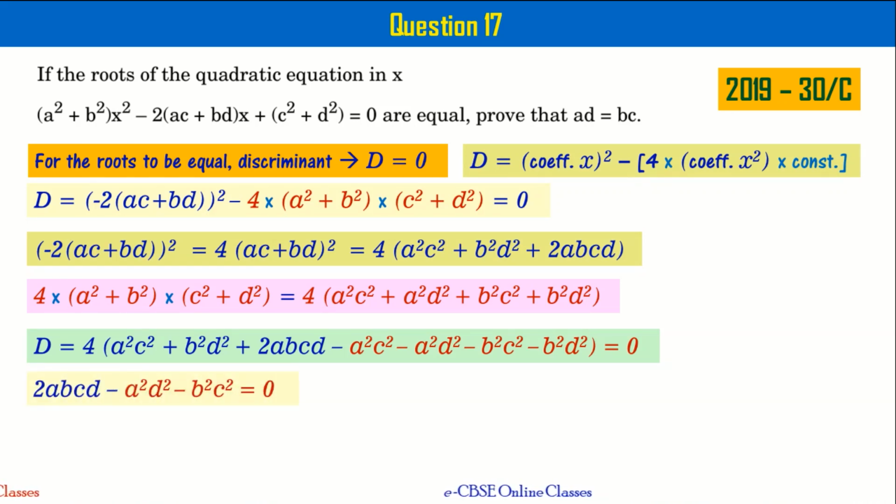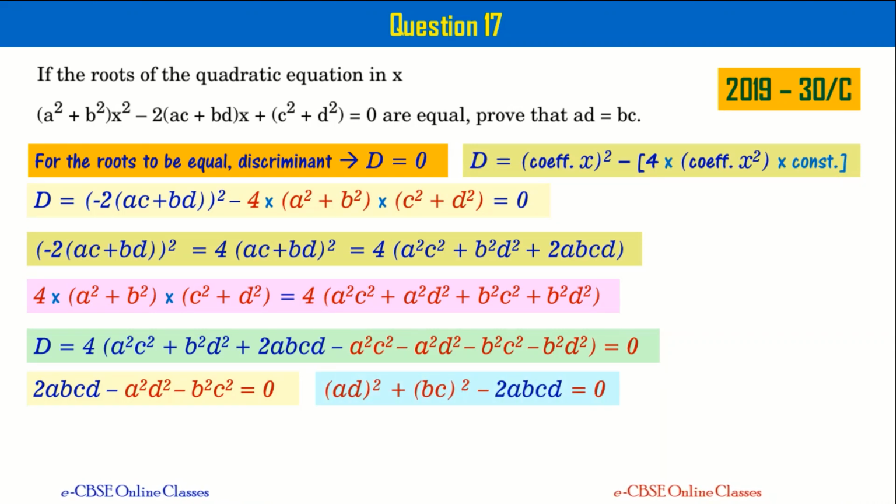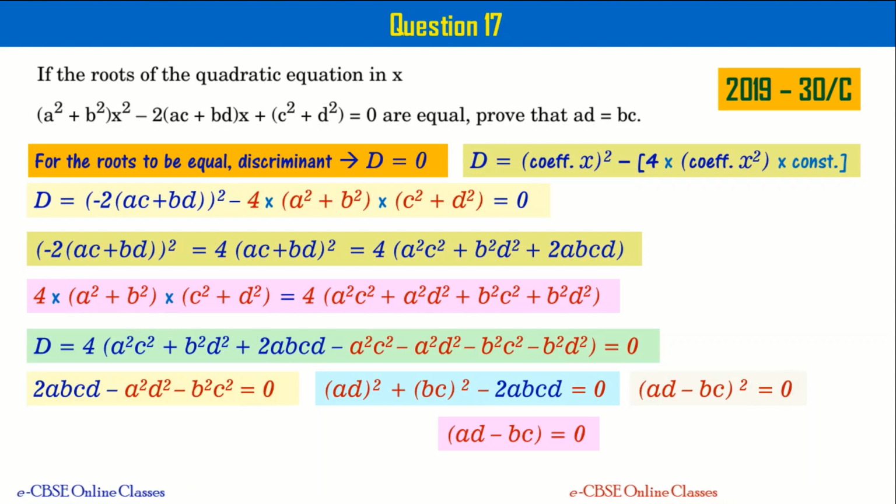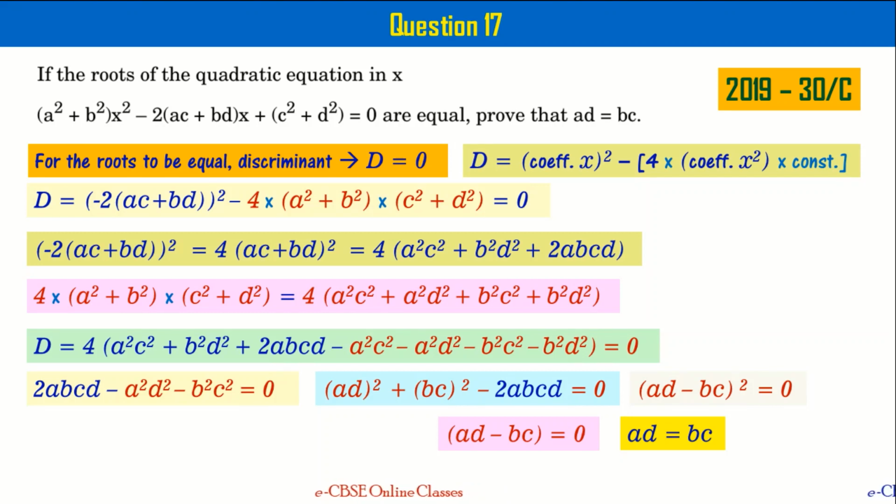And when you simplify it, you get 2abcd - a²d² - b²c² = 0. This equation can be rearranged and written as (ad)² + (bc)² - 2abcd = 0. This is looking like the formula (a - b)² = a² + b² - 2ab, right? So you can write the given expression as (ad - bc)² = 0. It means ad - bc = 0. That can be written as ad = bc. This is exactly what we are asked to prove.